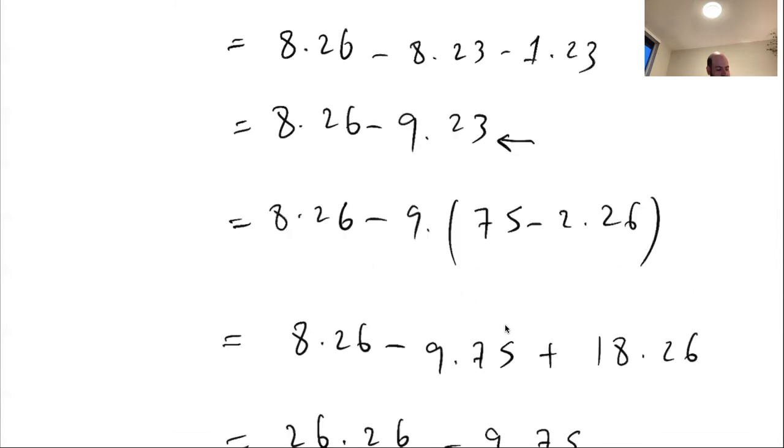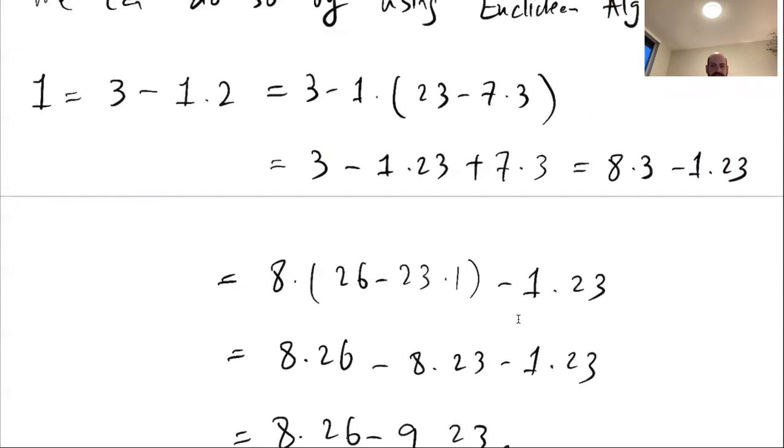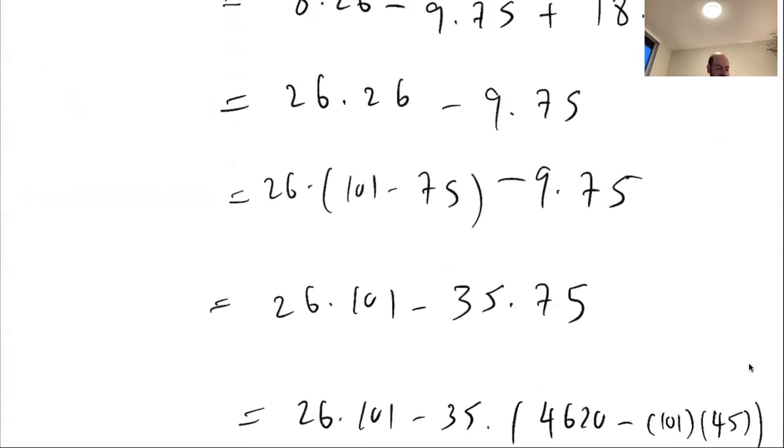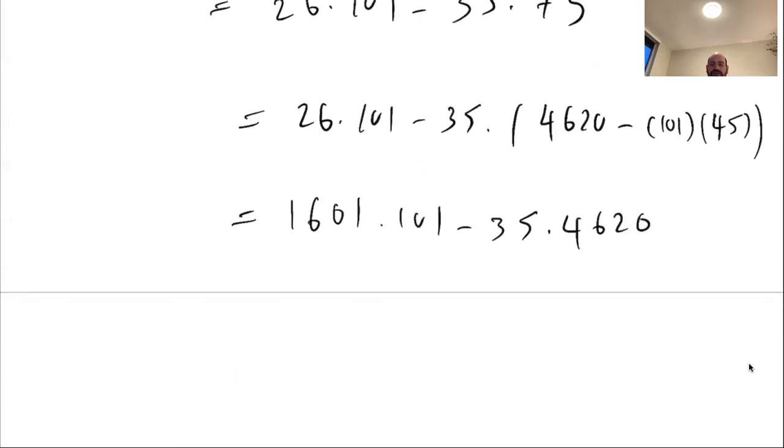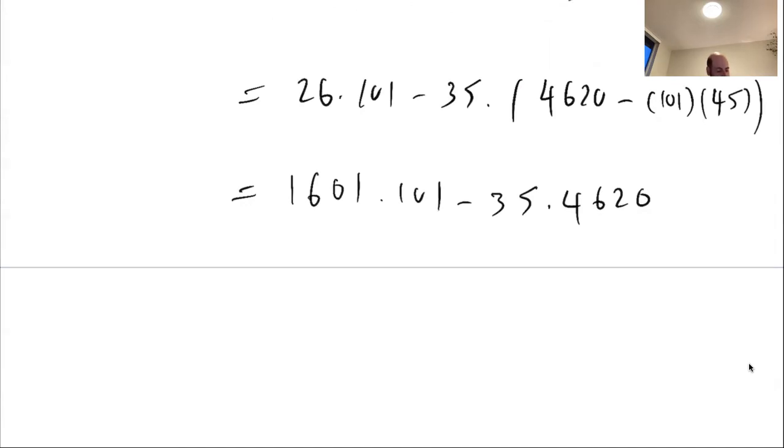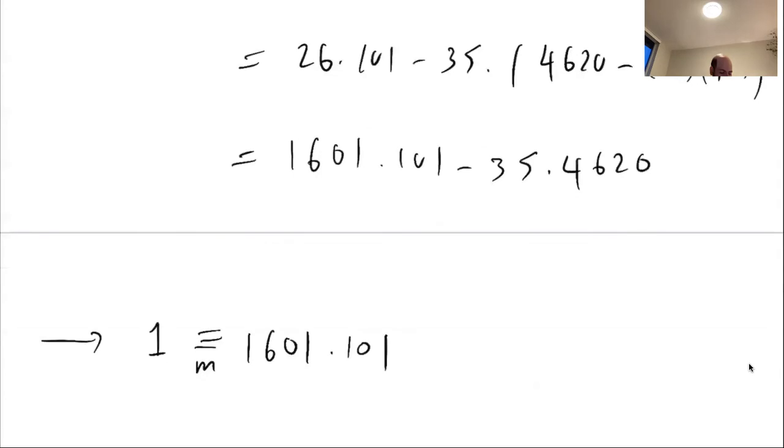Okay, so we wrote 1 as a linear combination of A and M. Then again, remember the proof. After we wrote 1 as a linear combination of A and M, we looked at the equality as a congruence mod M. So that means 1 mod M is 1,601 times 101, because the other term becomes 0, right? The other term is a multiple of M. M here is 4,620. And a multiple of M is always 0 mod M.